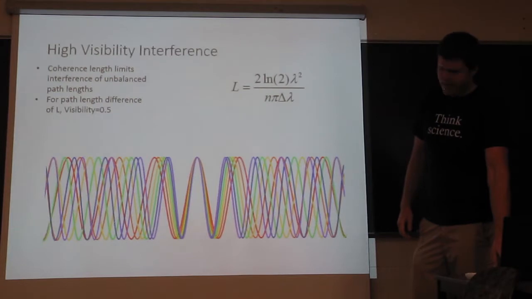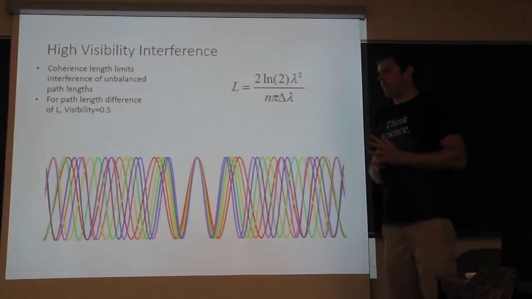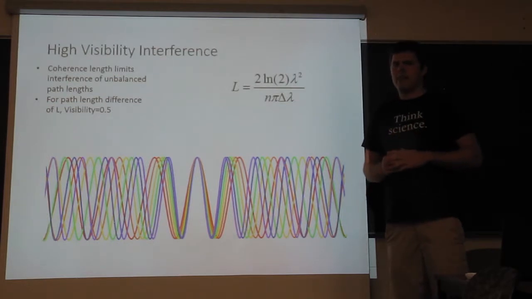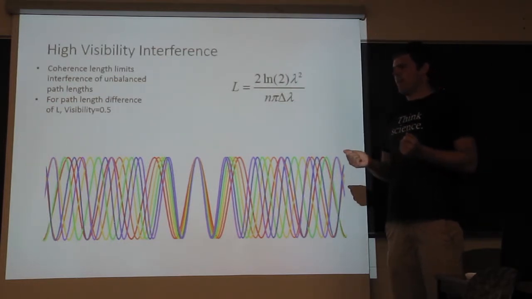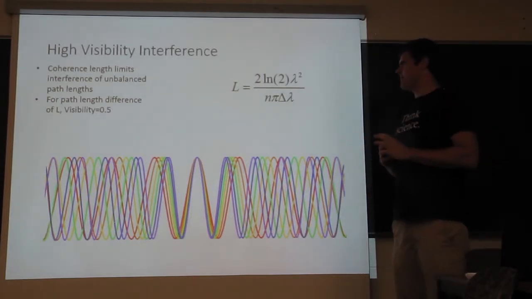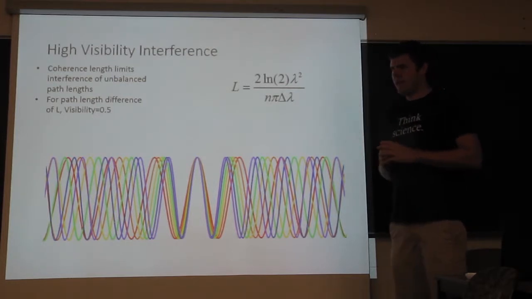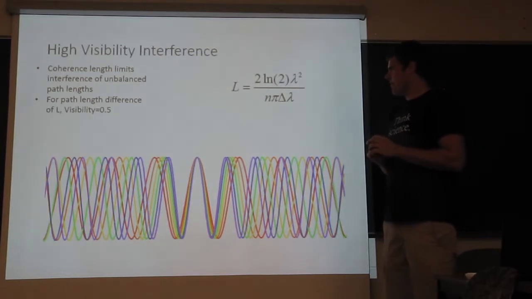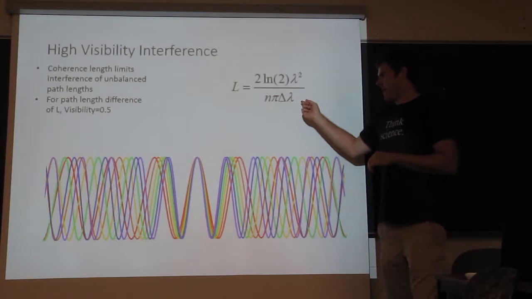So another relevant quantity is the coherence length. The coherence length limits the visibility for two beams that are interfering that, say, come from the same laser but go different path lengths. This quantity is one way to calculate it for a frequency distribution that approximates a Gaussian. And as you can see here, it's inversely proportional to the spread of the bandwidth.